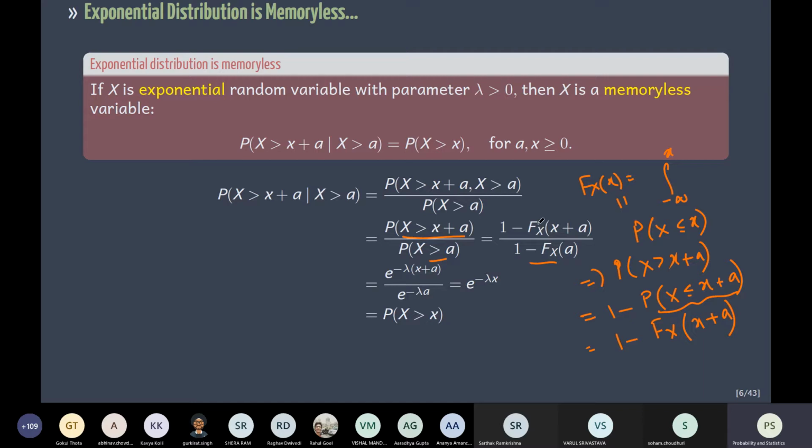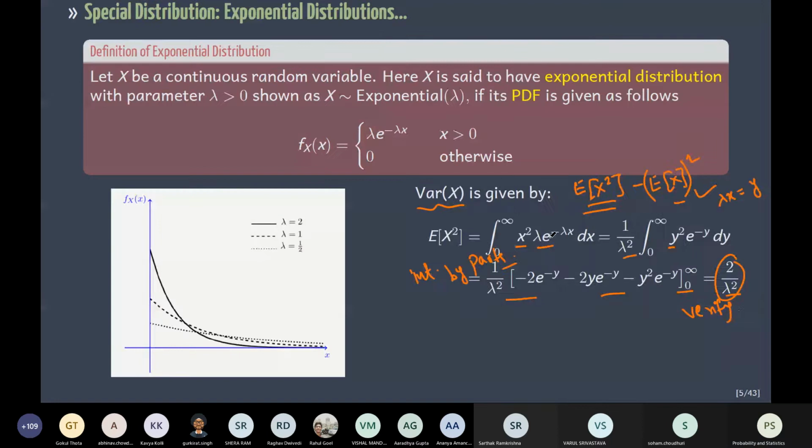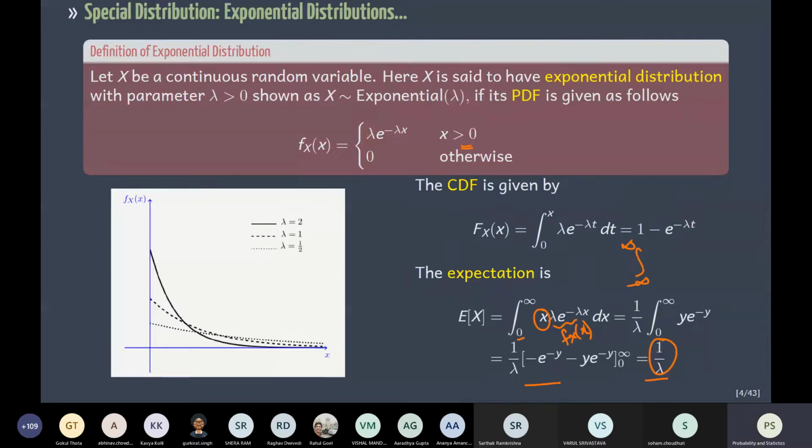the CDF. Okay. So remember the CDF of exponential was here, right? So the CDF of exponential was 1 minus e to the minus lambda x. Okay. So this was the CDF. So we will use this.